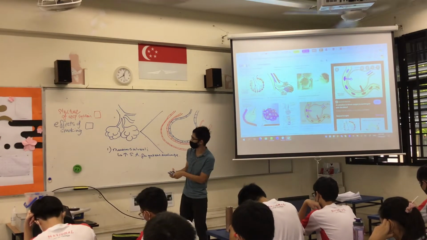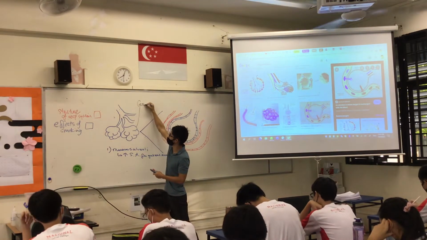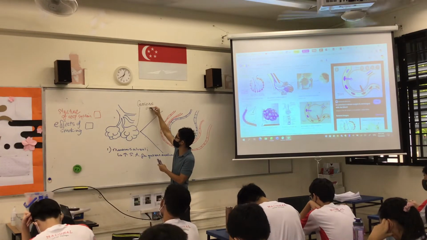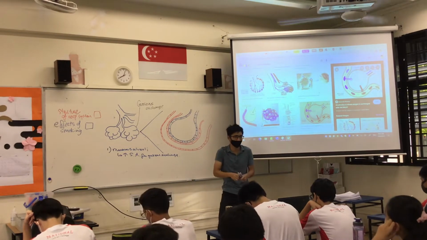It should be clear to us by now, what is the function of the alveoli? It is for gaseous exchange. So everything that is adapted is for this particular function. This is where we exchange oxygen and carbon dioxide with our blood.